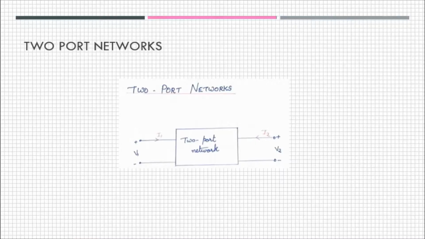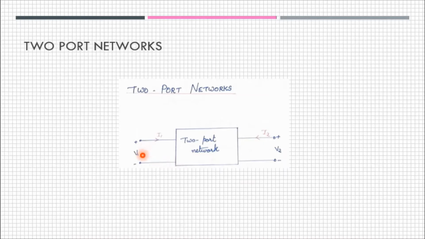Two-port network. A two-port network is having two ports. In the diagram, we are having a two-port network, and this network is having one port here at input side and another port here at output side. A port means a pair of terminals.